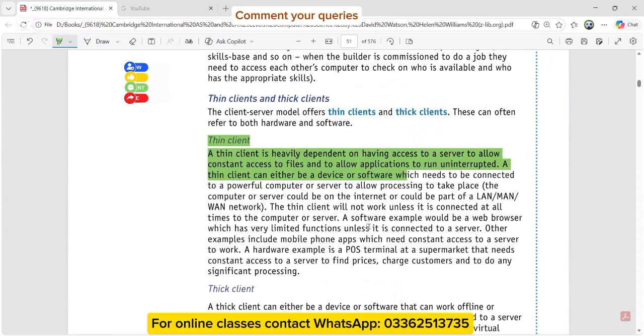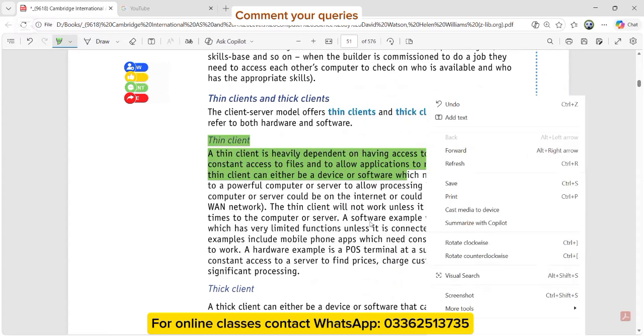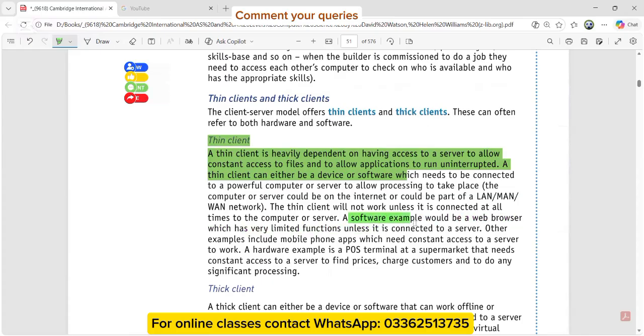Thin client includes software. An example of a thin client software is a browser, and the POS terminal is the hardware example, and even the ATM. So these are the examples that you need to know in order to work on a thin client. Software example would be a web browser, hardware example will be POS terminal or ATM, and they are needed because they need constant access to the web server. If the web server is not there, they are simply useless.